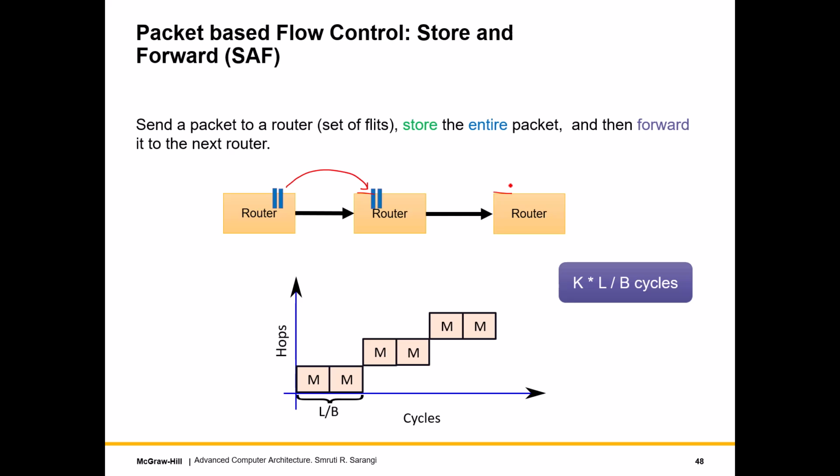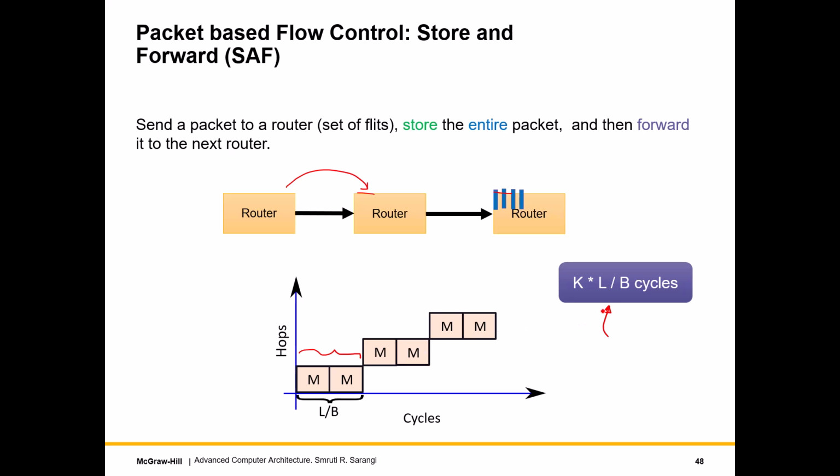As you can see, all the flits of one packet are being sent. Then all the flits of the next packet are being sent, and so on and so forth. Again, I can draw the same diagram where I have cycles on the x-axis and hops on the y-axis. As you can see, the length of this is L by B and we have k hops.